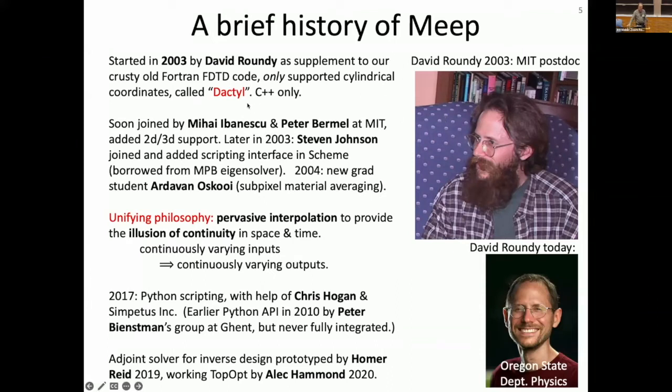In the initial version, if you look at the very first check-in on Git, it actually only supported cylindrical coordinates because we didn't have any code for simulations in cylindrical coordinates, and we were doing a bunch of things with fibers at that time. It was called Dactyl, for just two fingers, so for 2 dimensions, and it was only C++. So to control it, you had to write a C++ program for every simulation. He was very early on, collaborating with Mihai Ibanescu and Peter Bermel at MIT, who added 2D and 3D support.